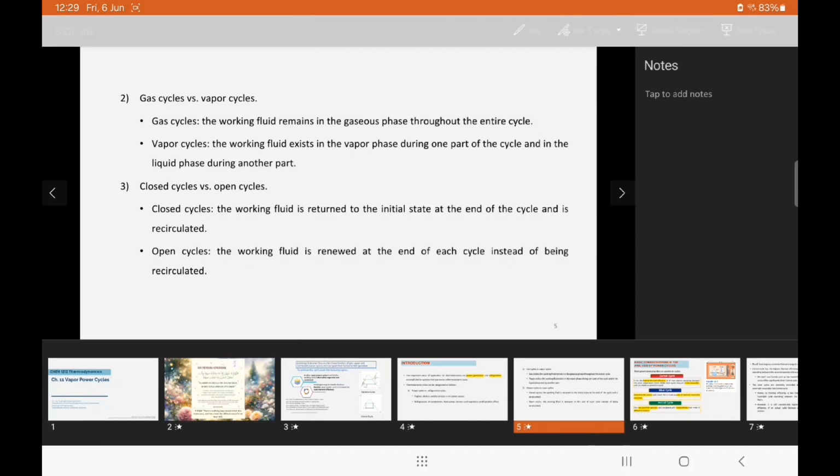Another category is closed cycles versus open cycles. For closed cycles, the working fluid is returned to the initial state at the end of the cycle and is recirculated, meaning it is being circulated again. And for open cycles, the working fluid is renewed at the end of each cycle instead of being recirculated.